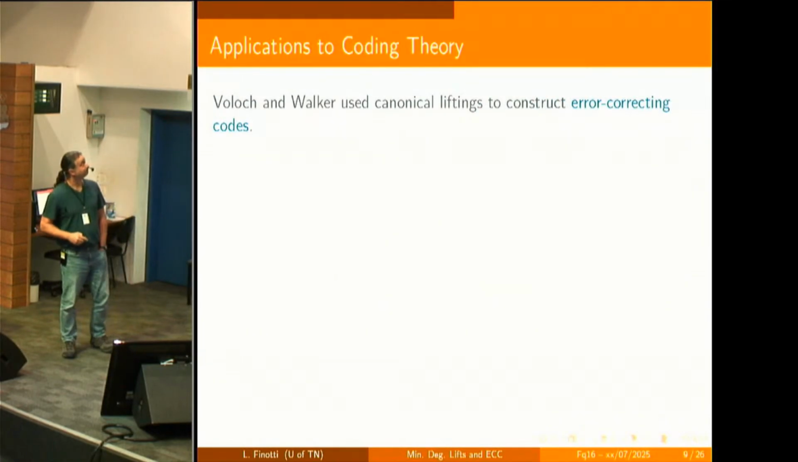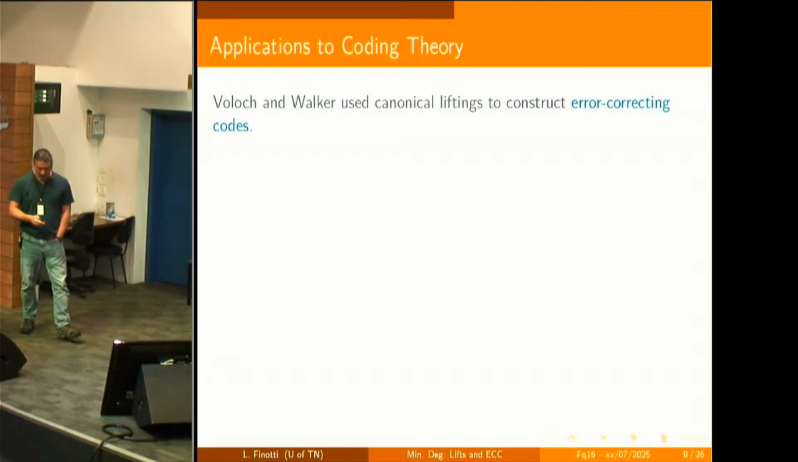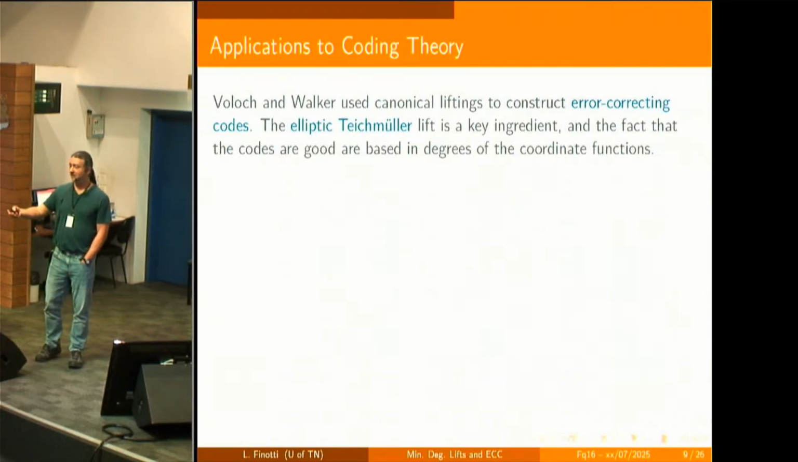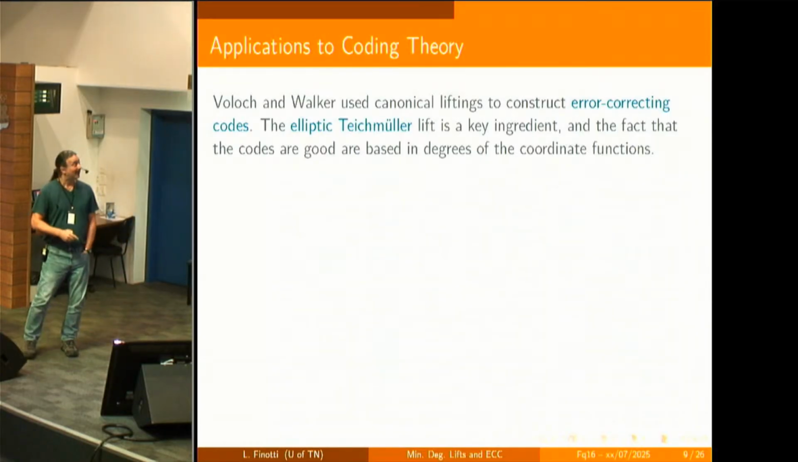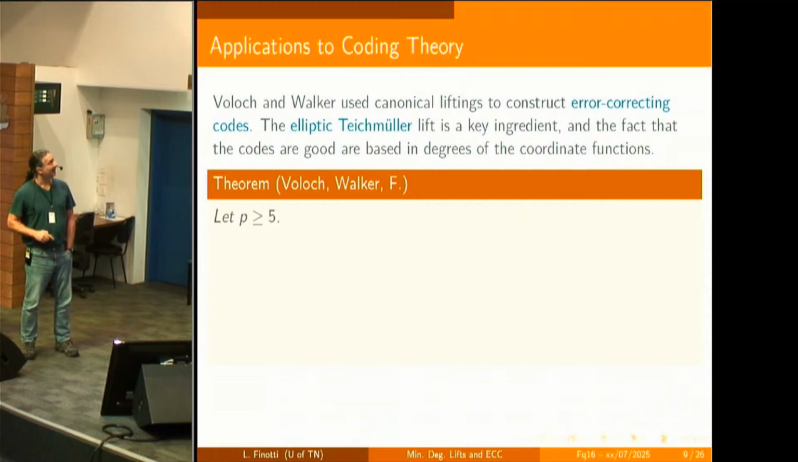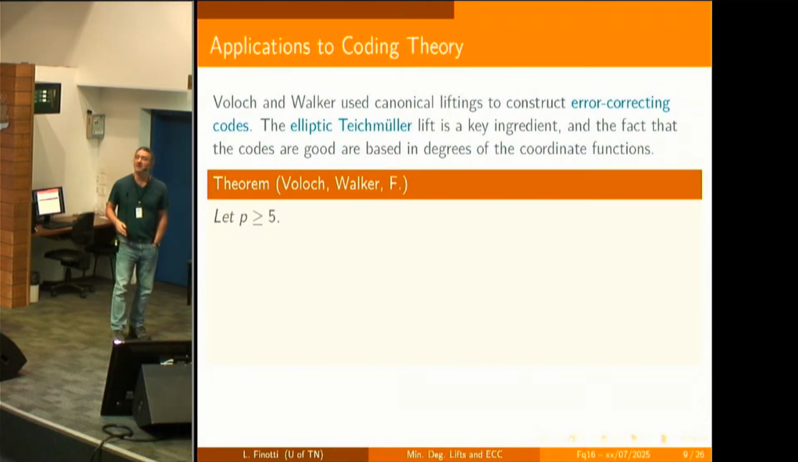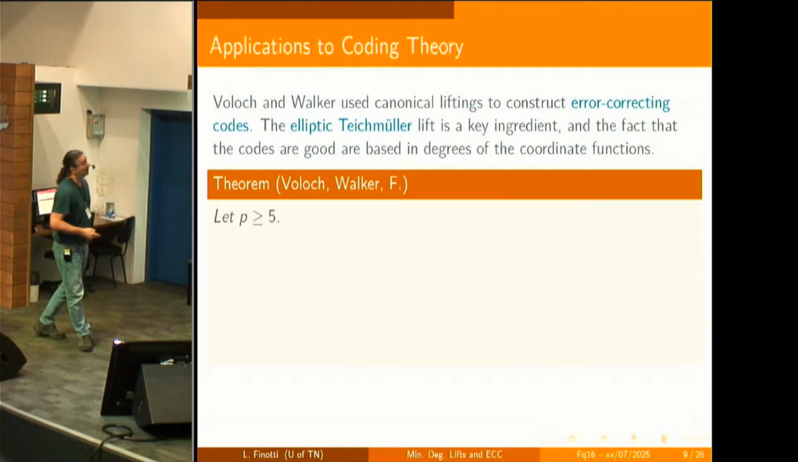Now, again, the main focus in here, the motivation for a lot of what we're going to do, is application to error correcting codes. So Voloch and Walker use the canonical liftings, the elliptic Teichmüller lift, to construct error correcting codes. I'll say a few words about that, hopefully, at some point. And the key facts are the degrees that appear in this elliptic Teichmüller lift, which I'll also say a few words about in a second. But here's a theorem.